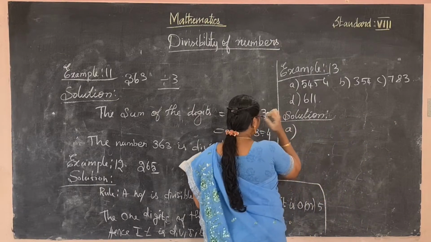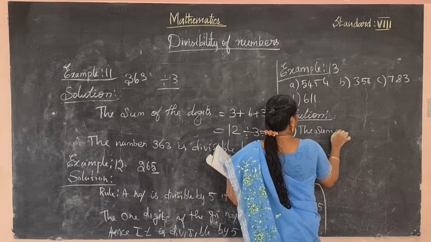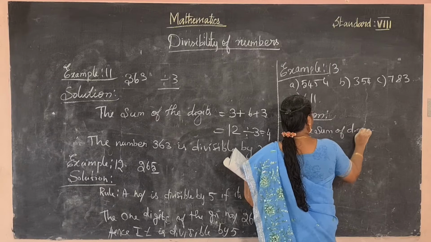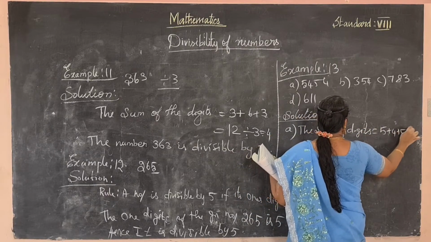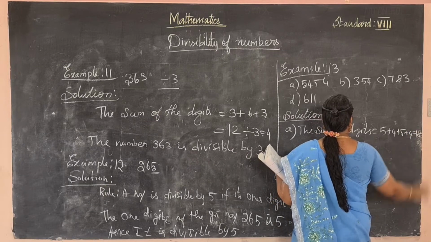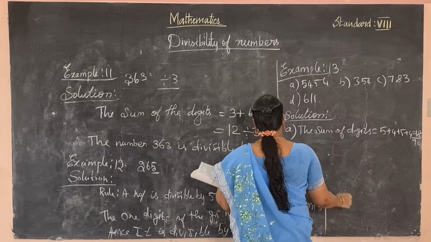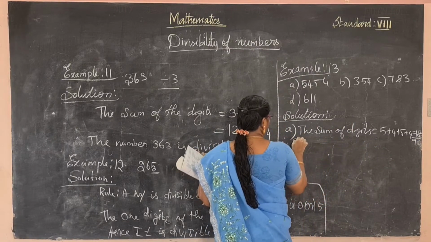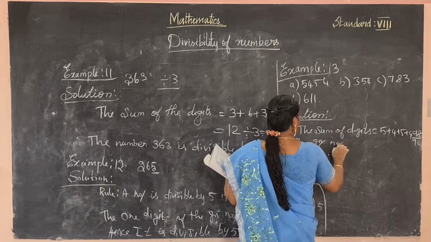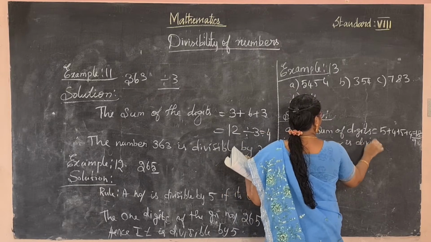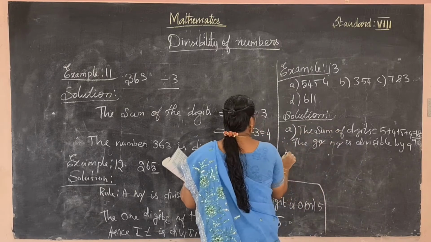So first one, A. This is the sum of the digits, which is equal to 5 plus 4 plus 5 plus 4 is equal to 18. So it is divisible by 9. Therefore, the given number is divisible by 9.